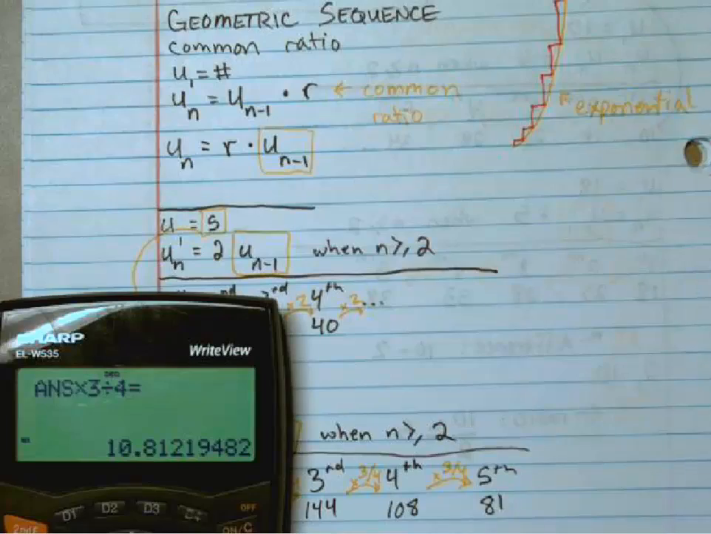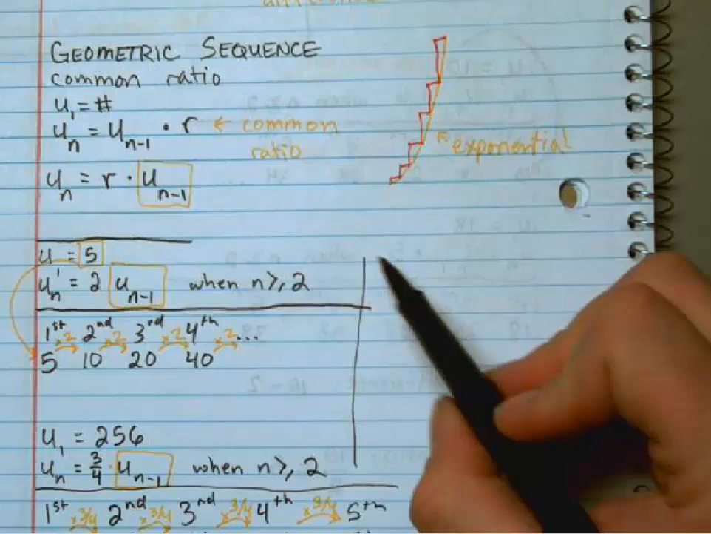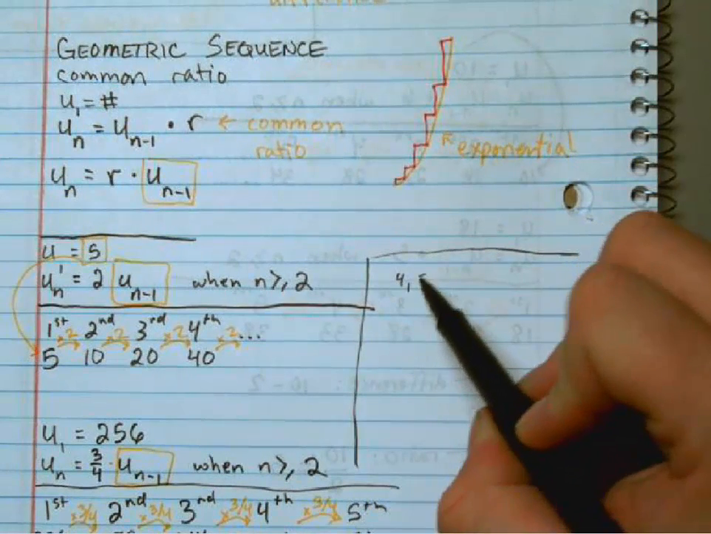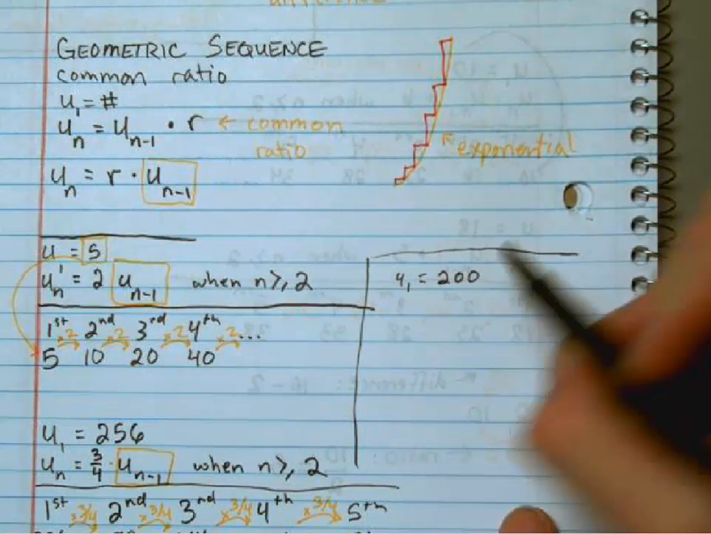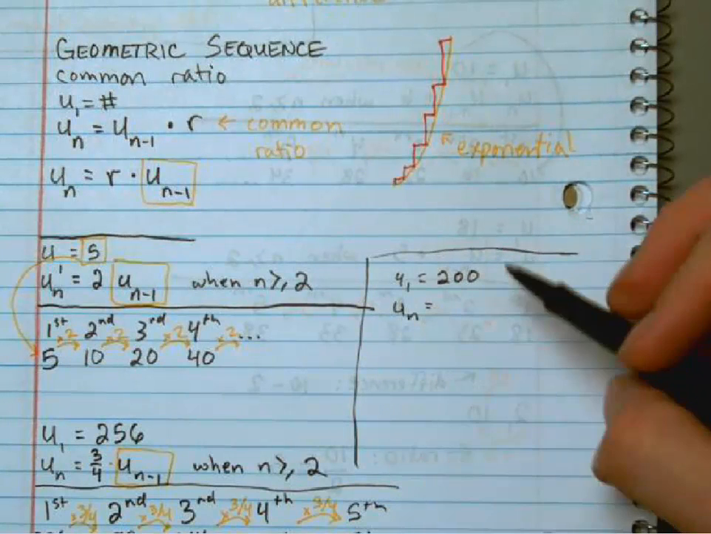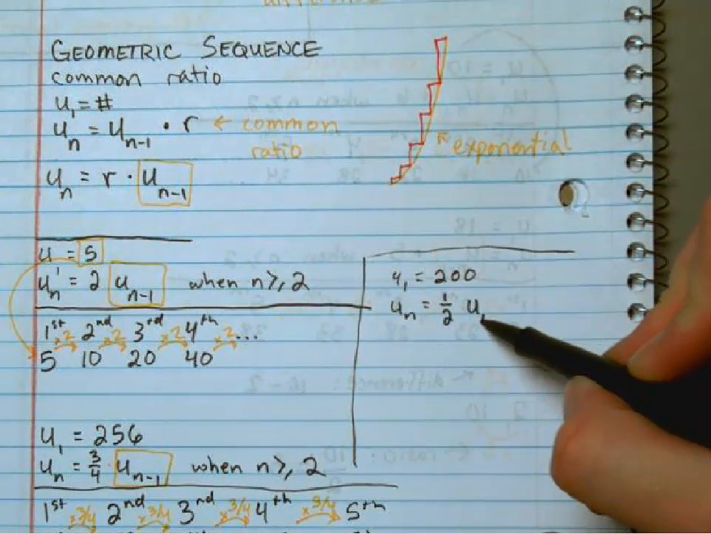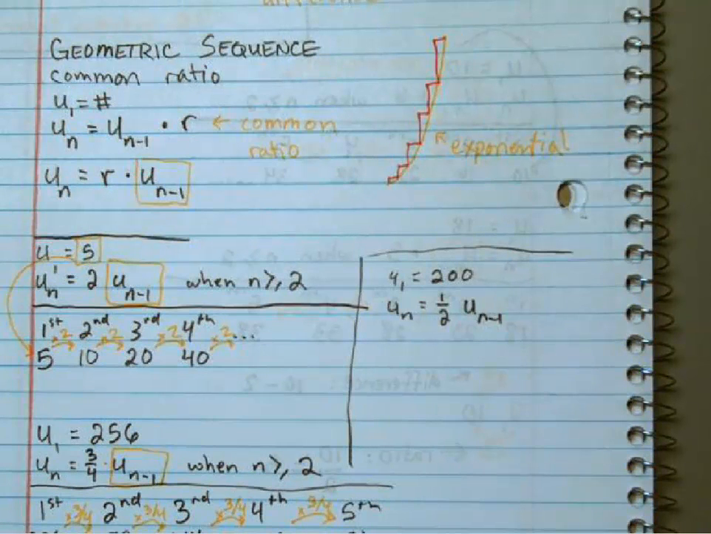So let's see if you can do one of these. I'm going to put it over here. Here we go. U sub 1 is 200. U sub n is 1/2 times u sub n minus 1. See if you can write down the first 5 terms. I'll wait.